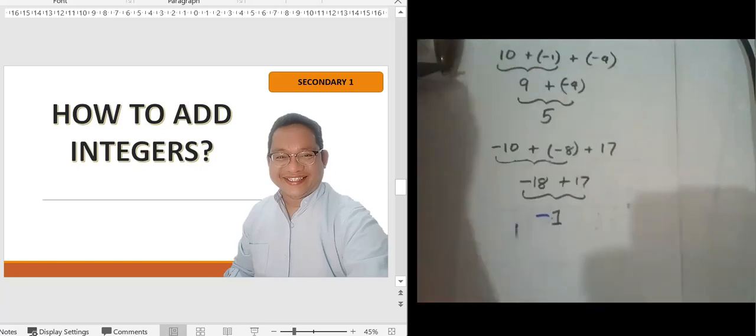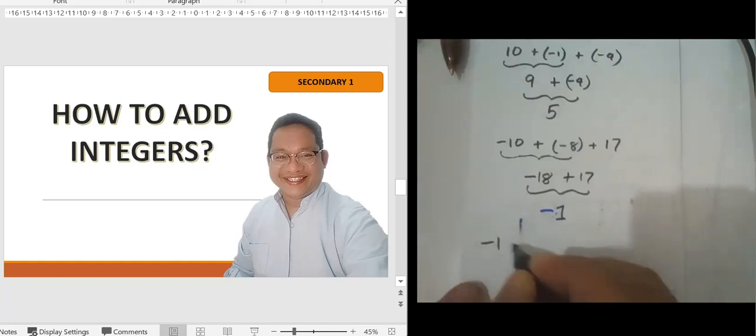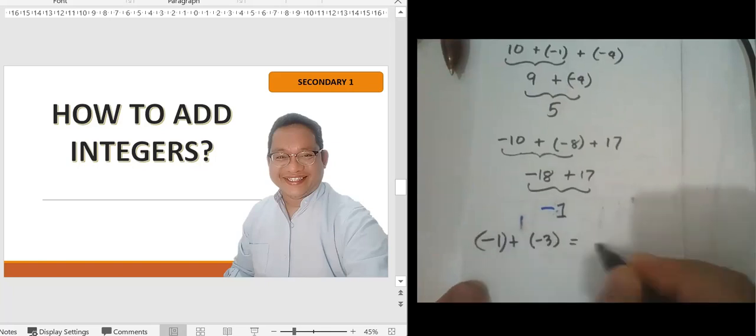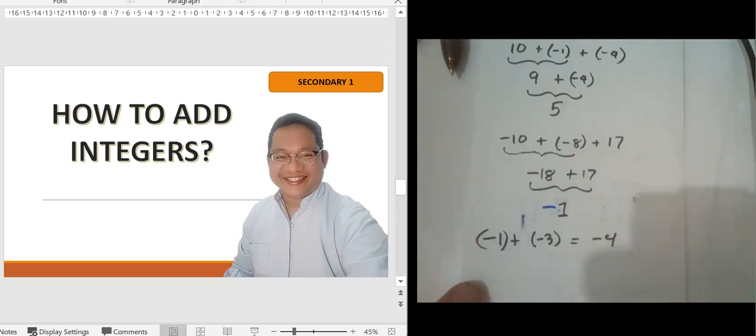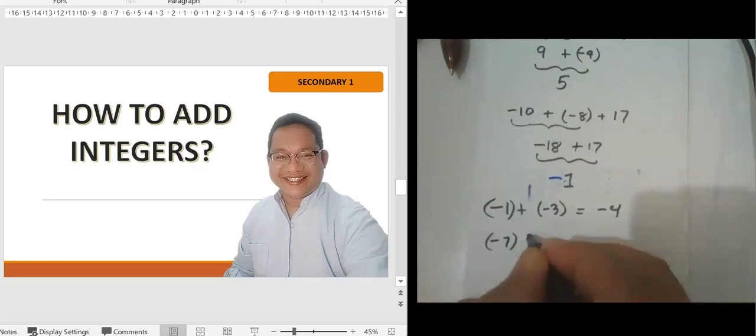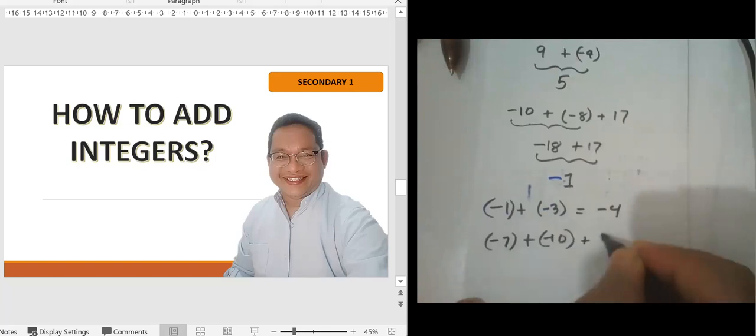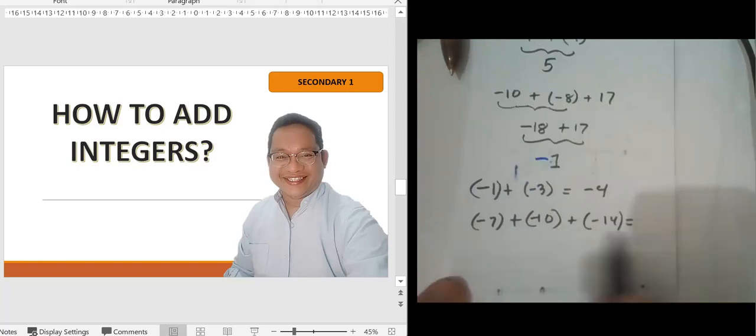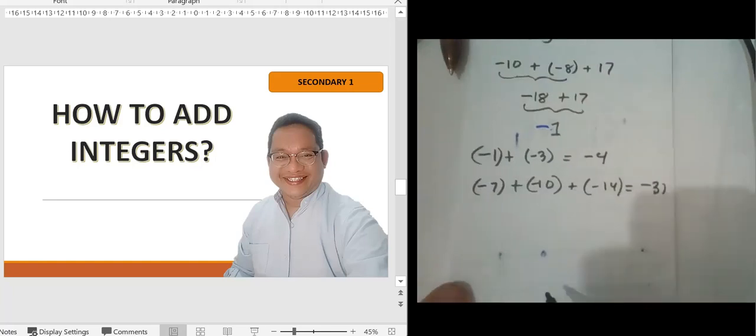Now, what will you do if you are adding two numbers with the same sign? For example, negative 1 plus negative 3, we'll just simply add them and copy the common sign. So let's say, for example, negative 7 plus negative 10 plus negative 14. We'll just simply add them all. So 10 plus 14 is 24, plus 7 is 31. So that's negative 31.